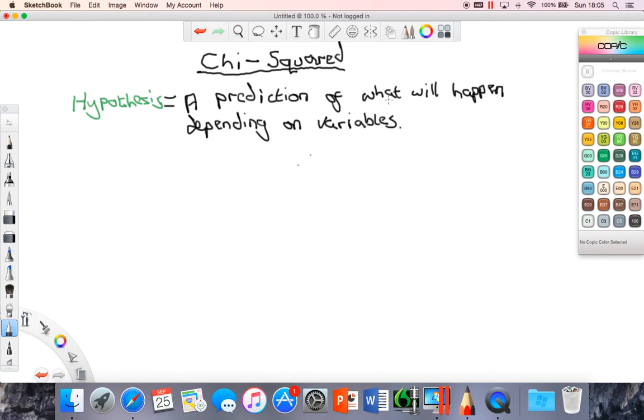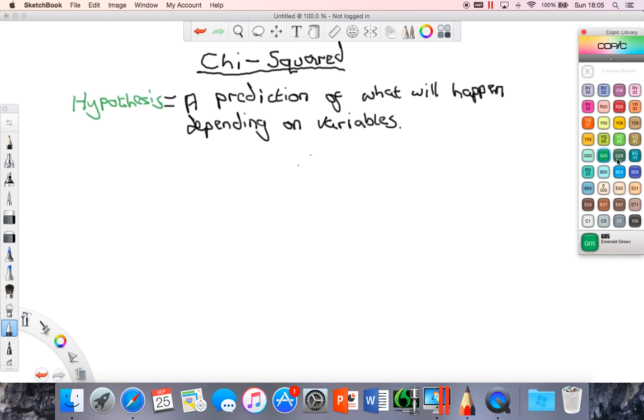Now this is like what you did at GCSE. We could say that when something happens to the independent variable, that will have an effect on the dependent variable. So if there's two variables at play and they're interlinked, if they're statistically viable, we say that that's our hypothesis.